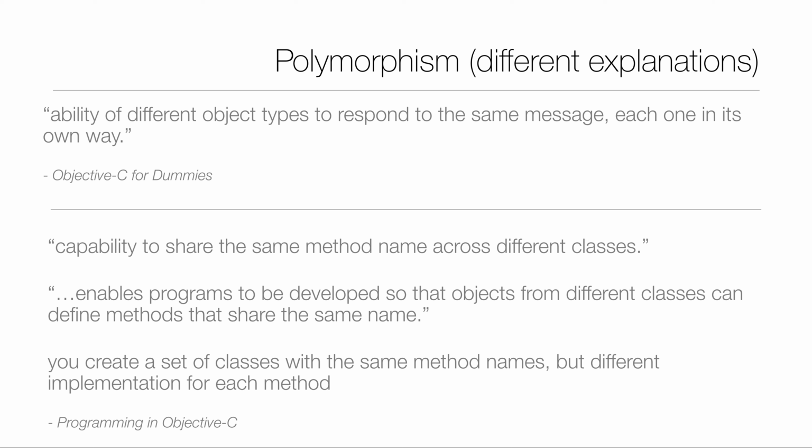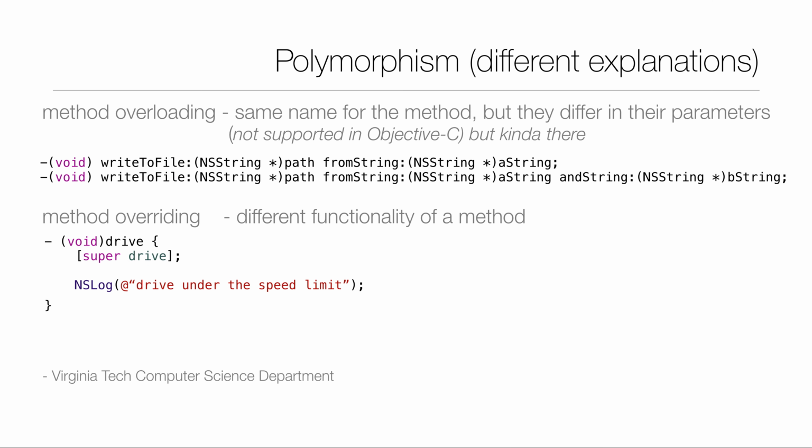But the way I've heard it explained with Objective-C, I liked more than how I heard it with Java, because this is how I heard it explained from the Virginia Tech Computer Science Department when I was taking a software design class and we were learning Java. They just described polymorphism with method overloading and method overriding.